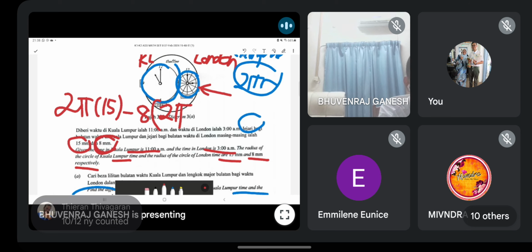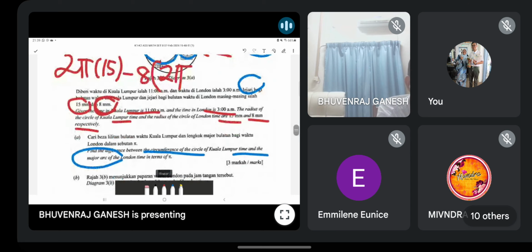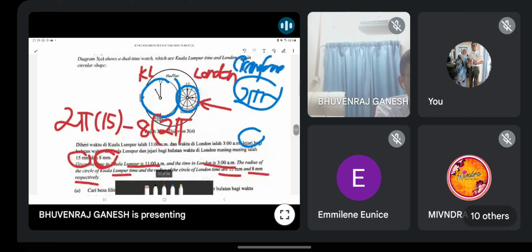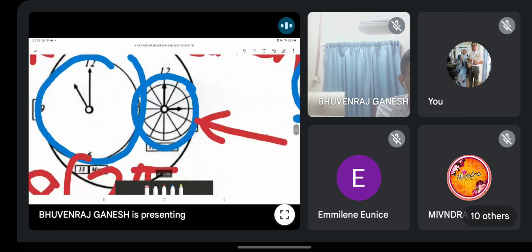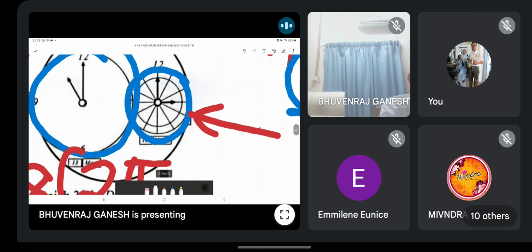Anyone know why? Yes, 10 to 12 only counted, correct? Basically, you must see the angle inside here. They were asking for the major arc. Major arc, so you see this one. Major arc should be this big one.